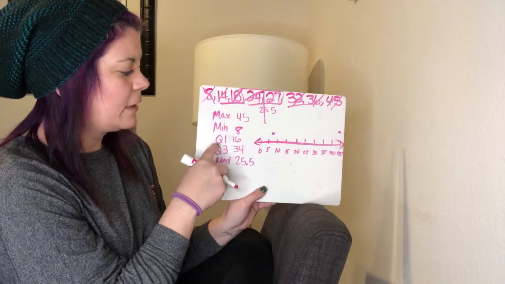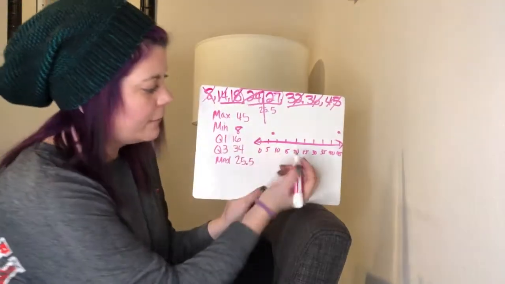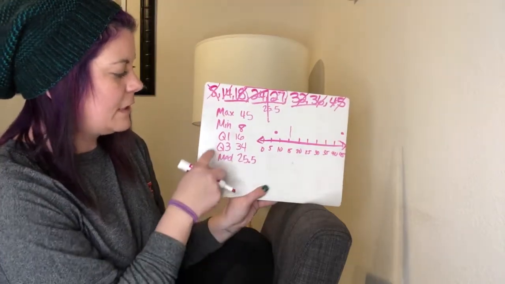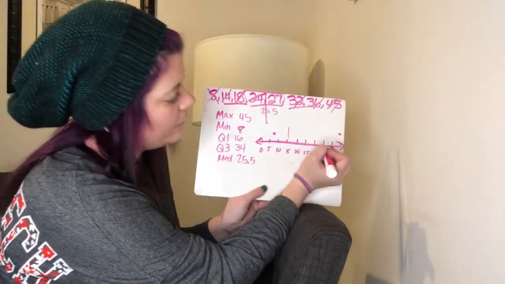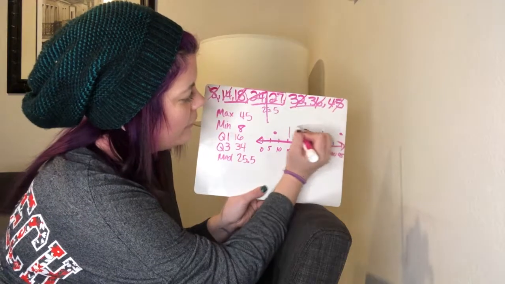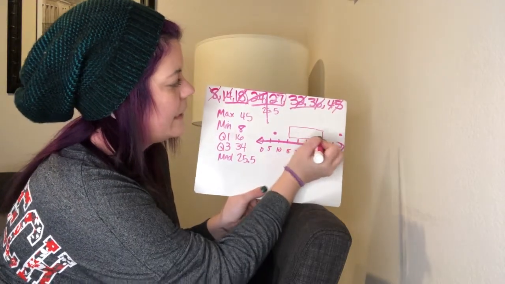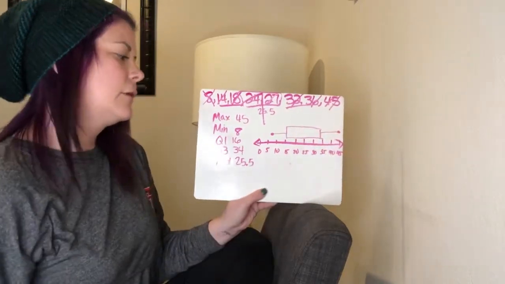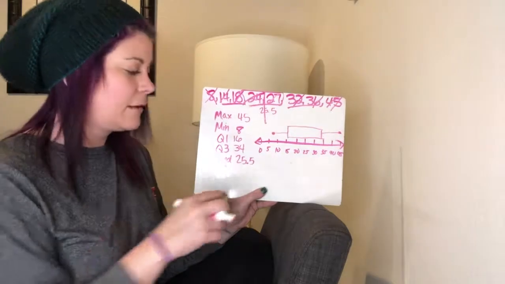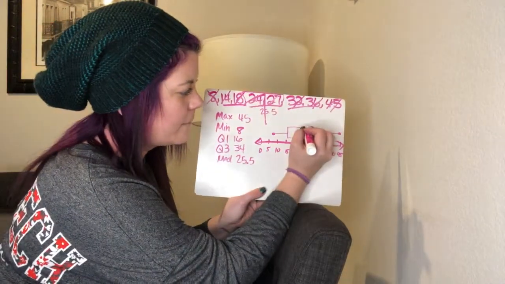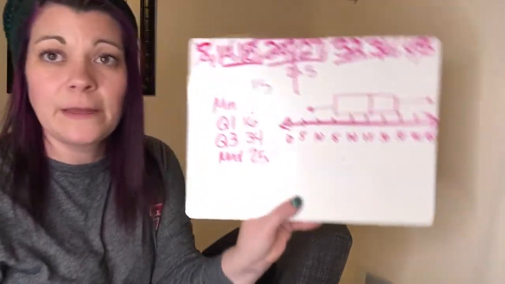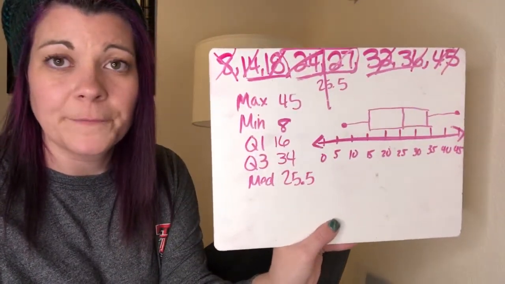And then remember, my Q1 is the left side of the box, so 16. So I'm gonna draw my left side of the box there. My Q3 is the right side of the box, 34. So right there, I can draw my box now, connect those. I can draw my whiskers, connect the whiskers to the box. And then the median is the line that goes inside the box, 25.5, so about right there. I draw it, and then I have my box and whisker plot. So you see, box and whisker plot right there, 5-point summary.